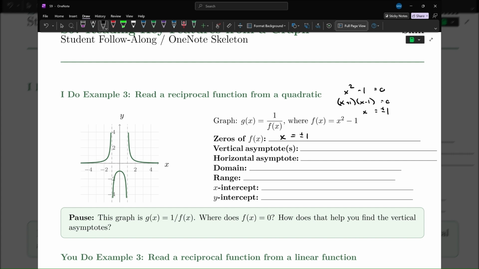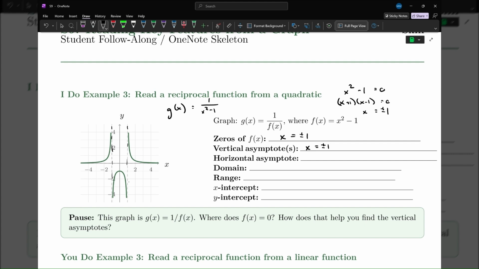Now those values become the asymptotes because g is 1 over f, right? So g of x is going to be 1 over x squared minus 1. So here I can't have that denominator be 0. So my vertical asymptotes are going to be x equals plus or minus 1. And those are those vertical lines.